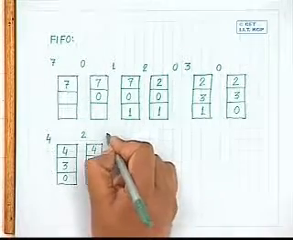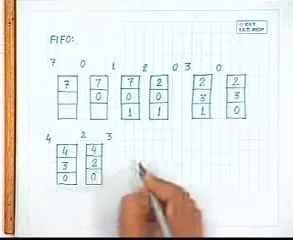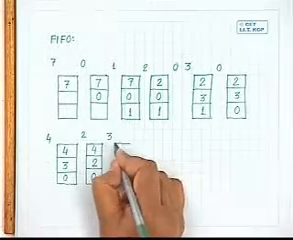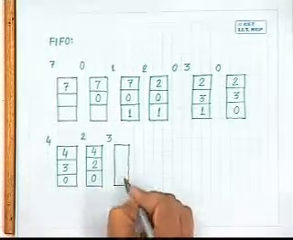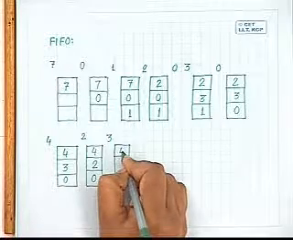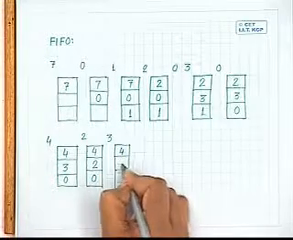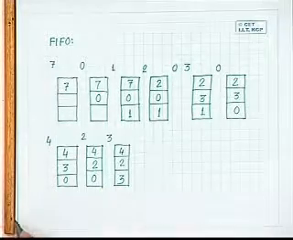The next one that has been referred is again page number 3. So you find that the 3 has just been replaced. I have to replace now page number 0 by page number 3. So 4 will remain, 2 will also remain, page number 0 has to be replaced by page number 3.